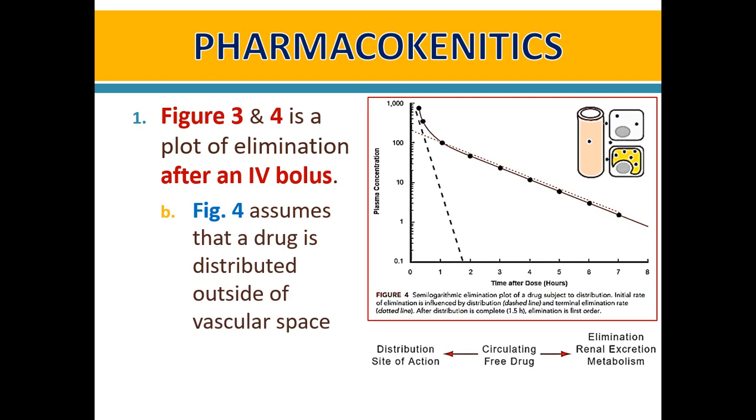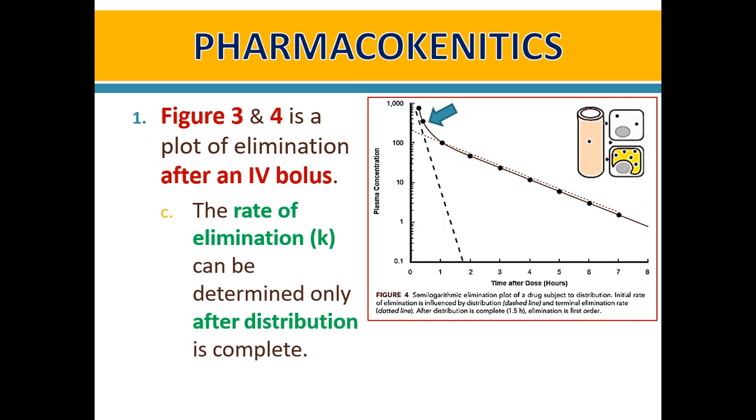On the other hand, this figure 4 again is a plot of elimination after an intravenous administration. Figure 4 assumes that a drug is distributed outside the vascular space. So from the circulation, it's distributed into the interstitial cavities and into the intracellular spaces. And here, if you look at it, the rapid rate of decrease as seen immediately after the IV administration of the drug, this immediate decrease is a result of both the distribution and the elimination.